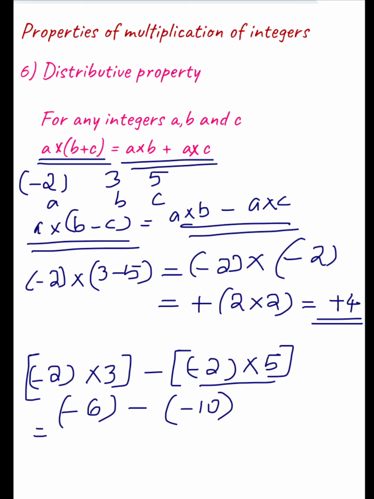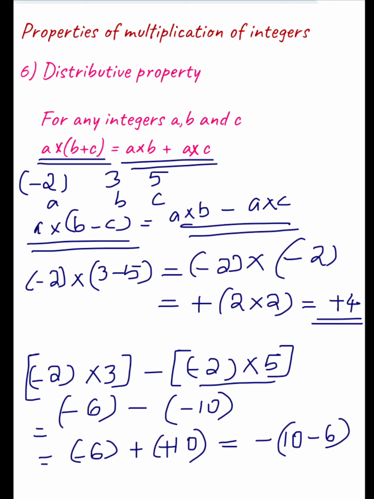How will you do the subtraction? Minus 6 you will put as it is. Instead of minus, you will put plus. Now, what is the additive inverse of minus 10? It is plus 10. So, now minus 6 plus plus 10. That means you will subtract 10 minus 6 and put the sign of the bigger number. What is the sign of the bigger number? It is plus. So, you will get the answer as plus 4. So, here you got the answer as plus 4 and here also plus 4. So, both are plus 4.